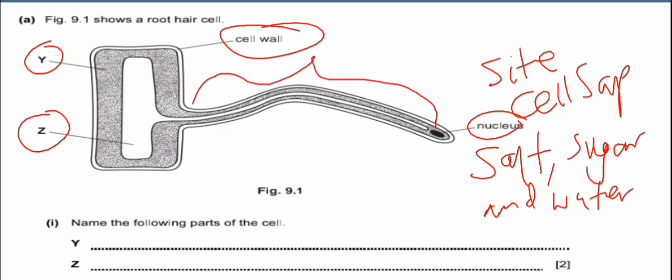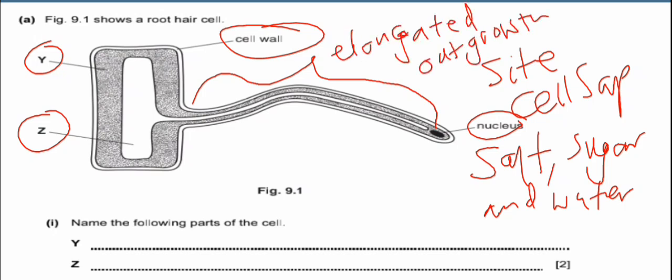Lastly, let me just include this one here. This part here is called the elongated outgrowth. The elongated outgrowth is one of the features for the adaptation of the root hair cell. So this structure that you can see here is the elongated outgrowth. And the importance of this elongated outgrowth is that it creates a large surface area for the absorption of water and mineral ions or mineral salts.